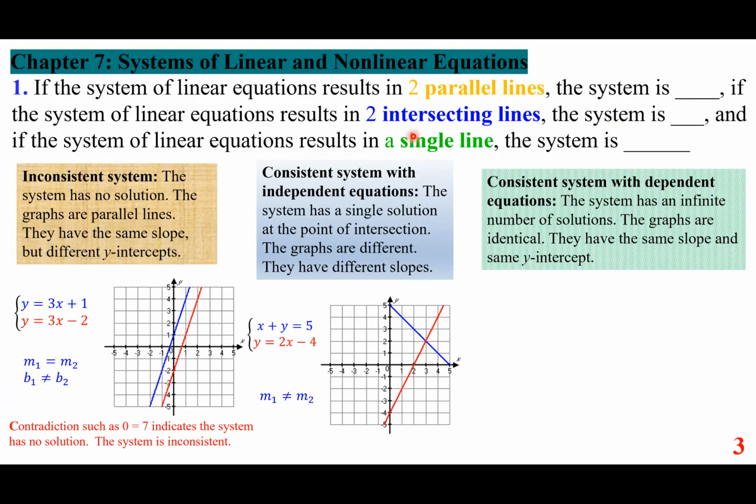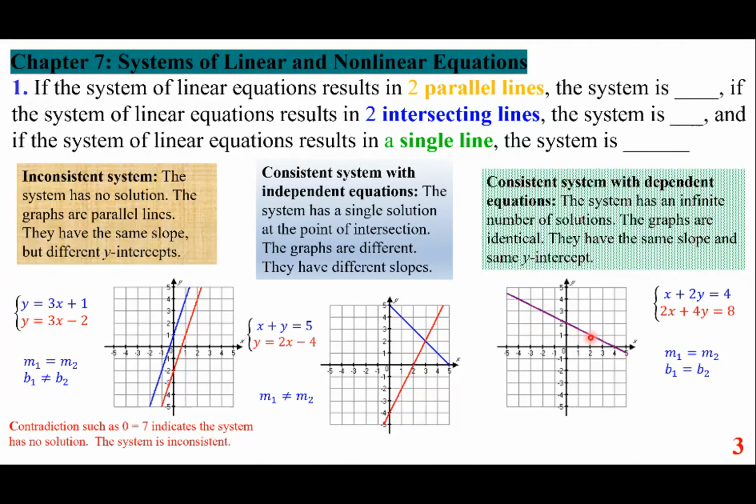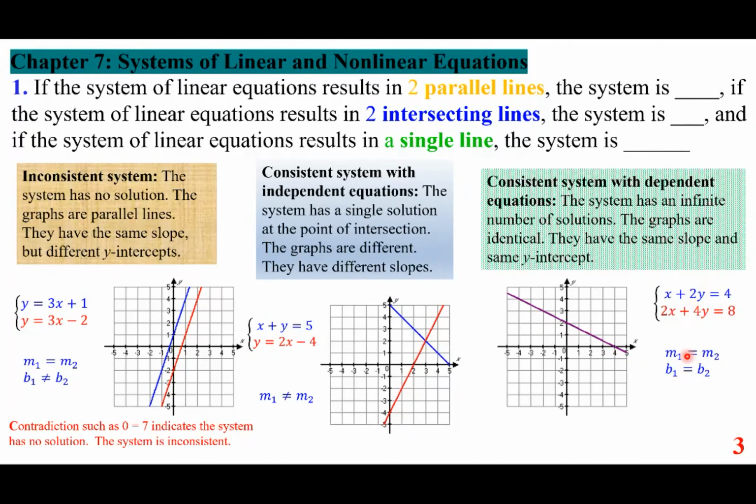In the third case, if the system of linear equations results in a single line, then the system is considered consistent with dependent equations. The system has an infinite number of solutions. The graphs are identical. They have the same slope and the same y-intercept. In other words, they're on top of each other. Here's an example of that.